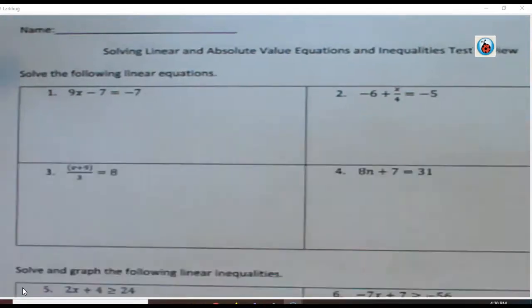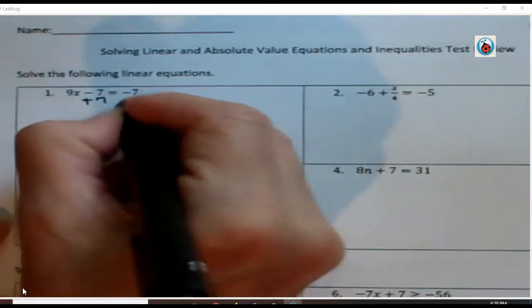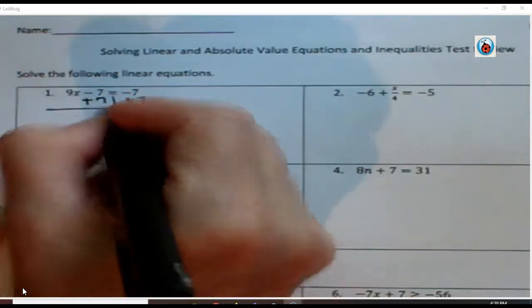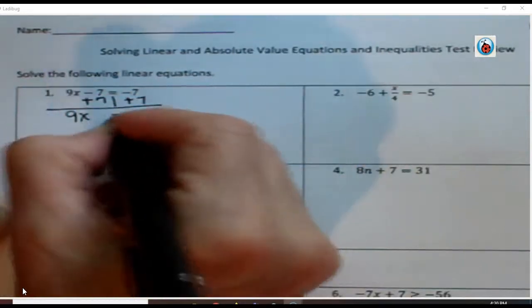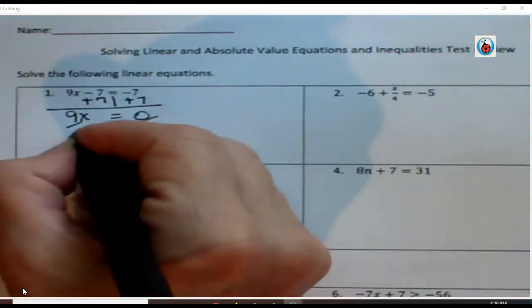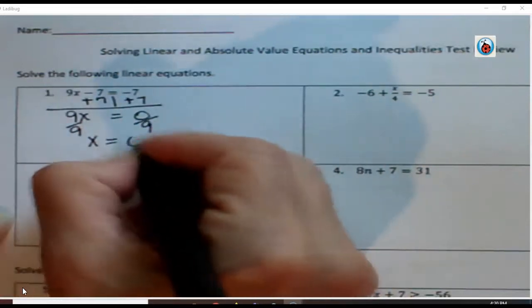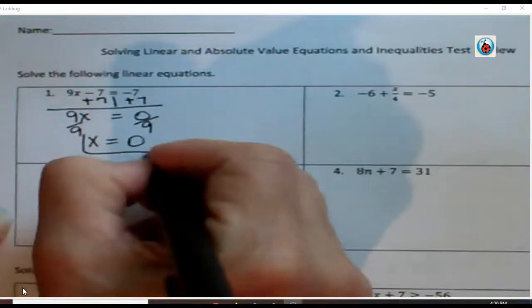Okay, here we go. So let's take a look at number 1. The very first thing we're going to do is add 7 to both sides. You get 9x equals 0. You're going to divide both sides by 9, because remember, whatever you do to one side, you have to do to the other. And your answer is 0.